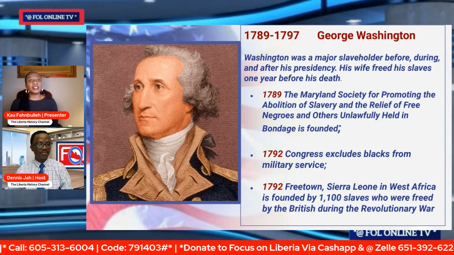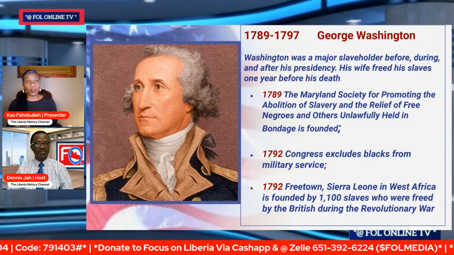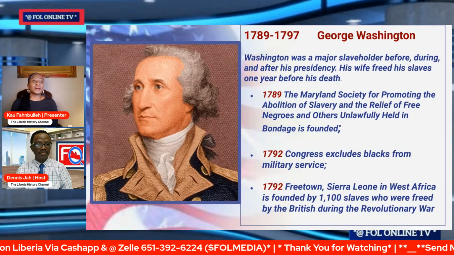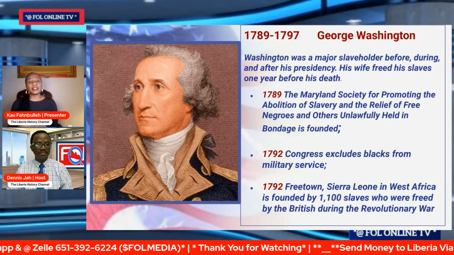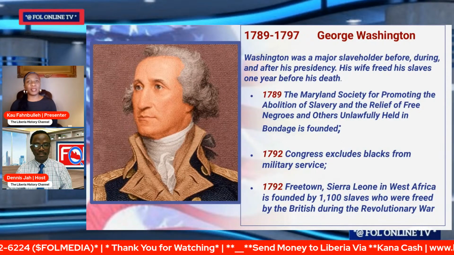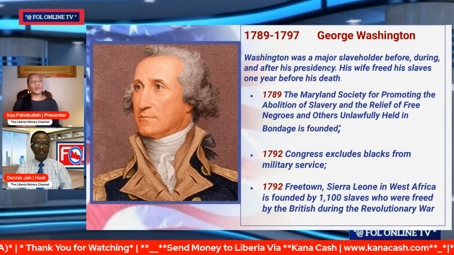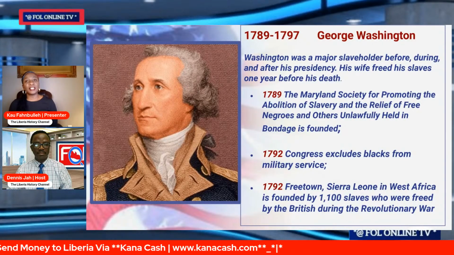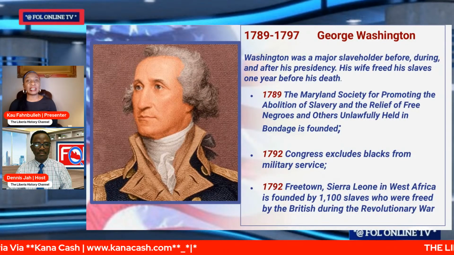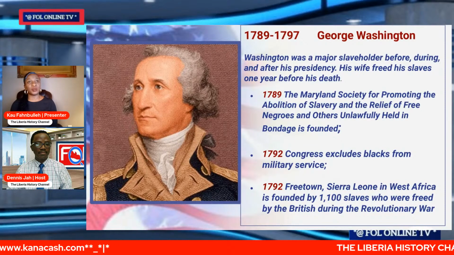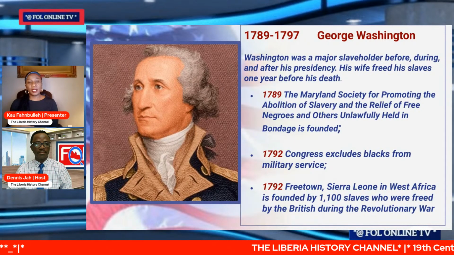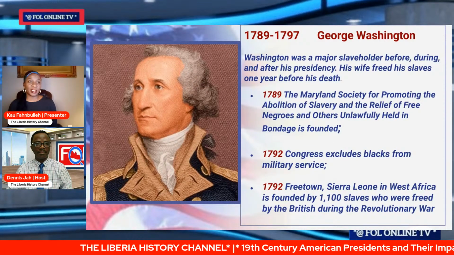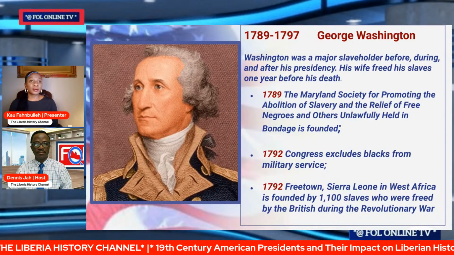Now, Washington was a major slaveholder before, during, and after his presidency. His wife ended up freeing his enslaved people about one year before he died. He was ill, and she didn't see the need to keep human beings in bondage. They were supposed to have been emancipated upon his death, but she emancipated them before he died.